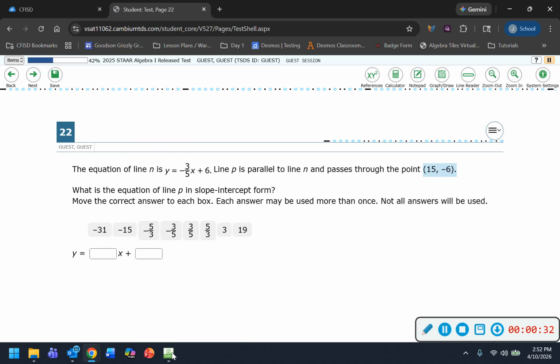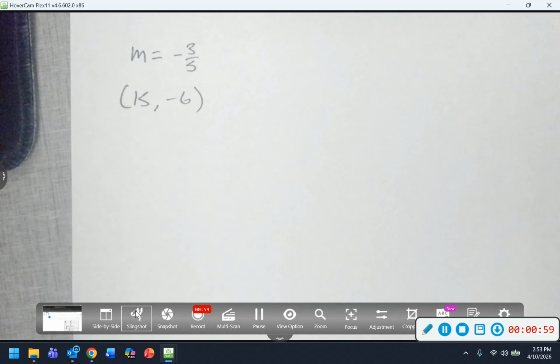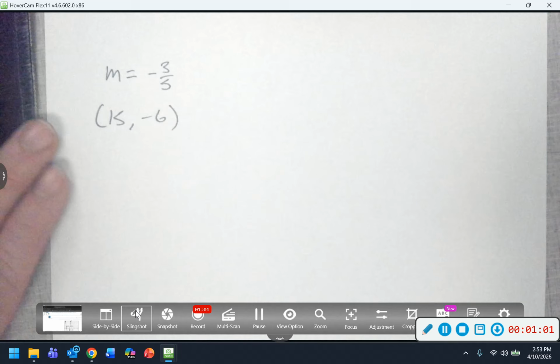So we need to write a point slope equation because knowing that our lines are parallel, I know they're going to have the same slope. So we can fill in the slope at least. We know the slope's going to be right. The other thing we need to consider is how do we use this point? So I'm going to write down my slope, -3/5, and I'm going to write down this point, 15 comma -6. And we're going to use a point slope equation to find our new line.